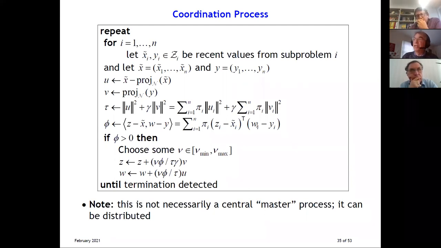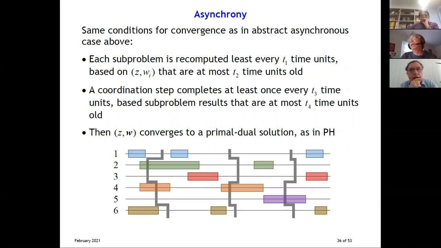So now this is not necessarily a central master process. These things are all basically just averaging and simple vector operations, so they actually could be distributed over multiple processors. And within that, we can get exactly the same asynchrony. Every subproblem just gets solved once in some specific time period. You run the coordination at least once every specific interval of time, and the lags between communicating between the two are bounded. And you basically get a progressive hedging like thing that's potentially asynchronous.